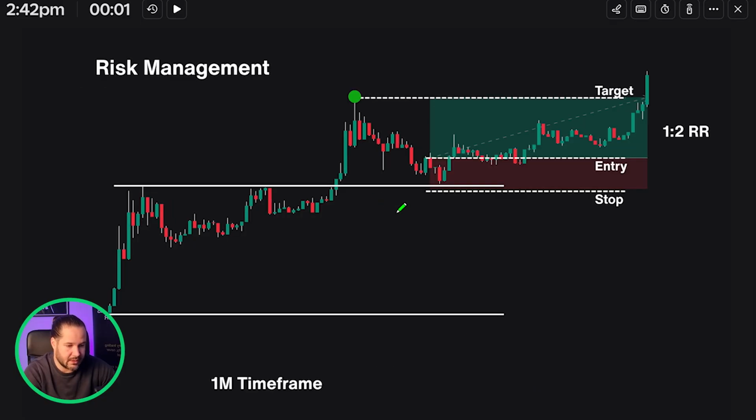After we found an entry, we need to place our stop loss, in this case below the opening range high. That's very important. Always place it below the opening range high. And then we need to define a target, and this can be a previous resistance level, like here in this case. Or if you don't use a previous resistance level, then we just use a 2 risk to reward ratio.